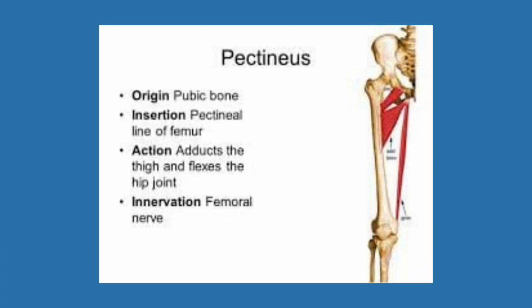Pectineus is just superior to adductor brevis. Its origin is the superior ramus of the pubis, and the insertion will be the pectineal line of the femur.